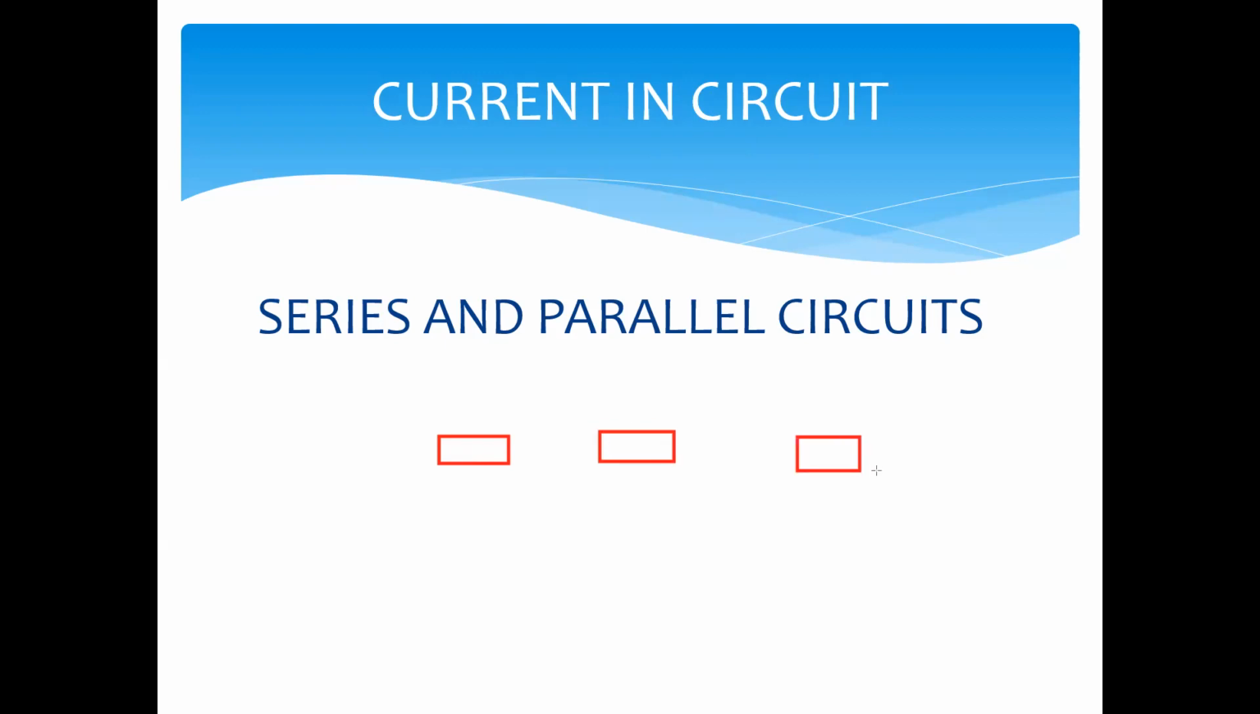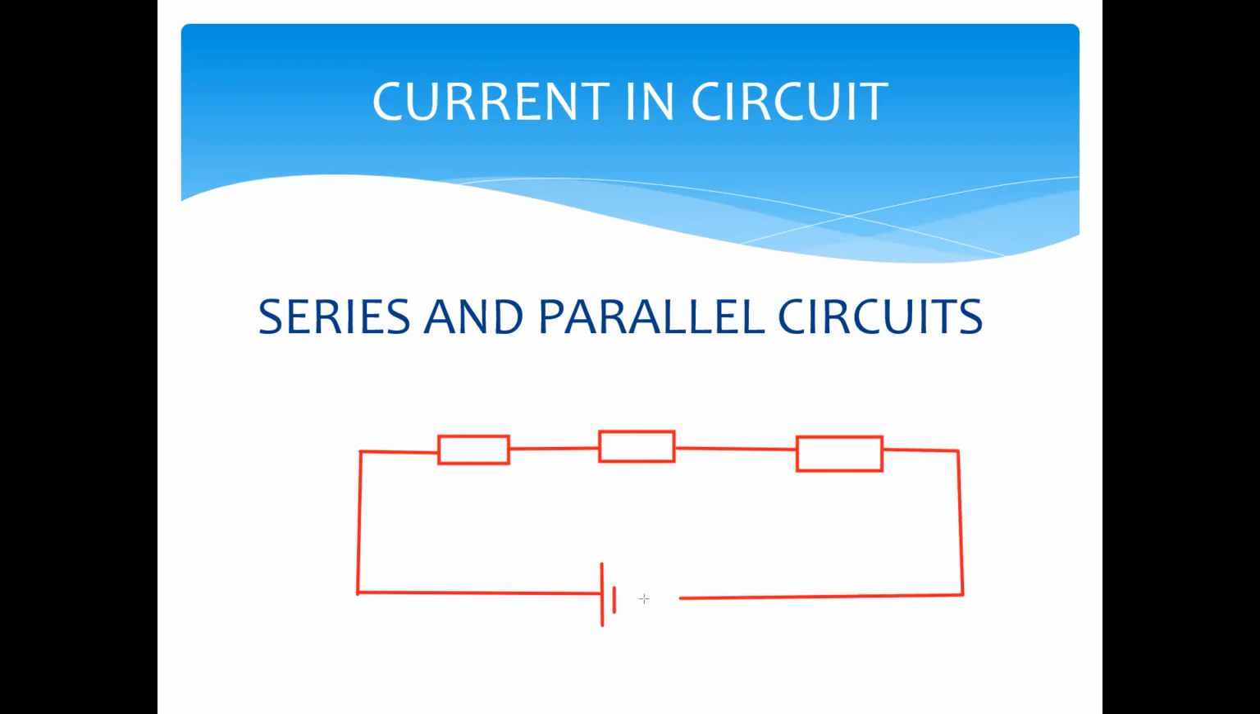So example, you have three components which are connected to each other. Because there is only one way for the charges to flow, it means this is a series combination. If they have multiple ways to flow, we call that as parallel.